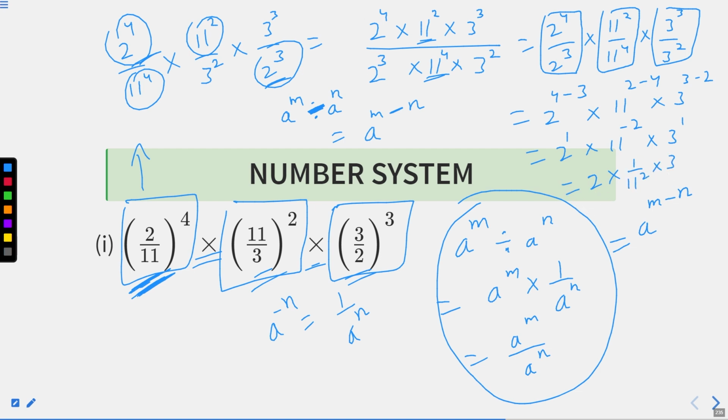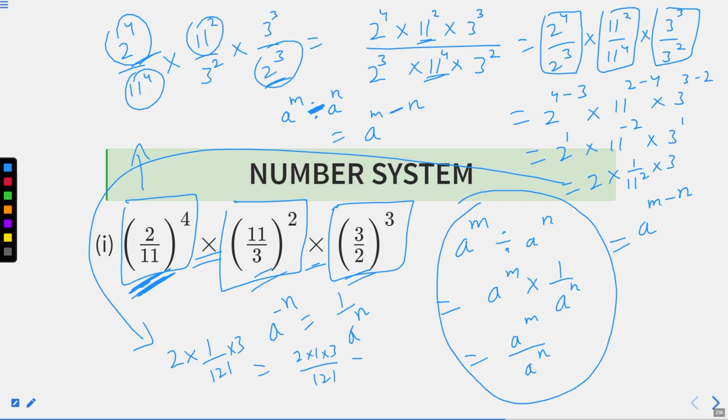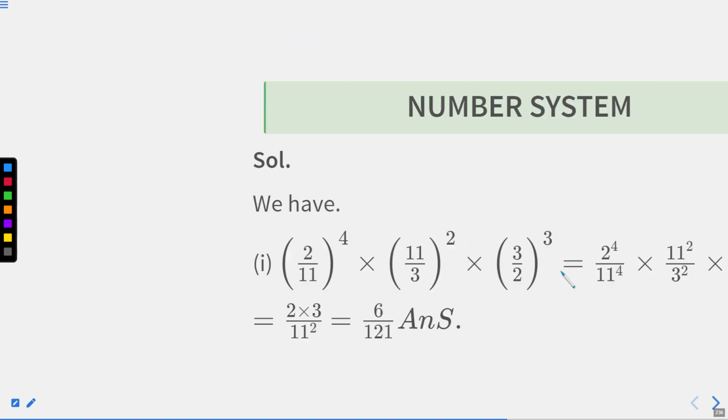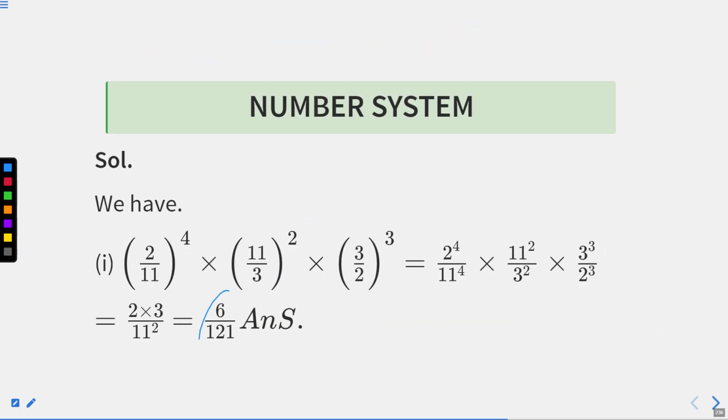So let me rewrite here 2 times 1 upon 1 to 1 times 3, which is further equals to 2 times 1 times 3 by 1 to 1, which is further equals to 6 times 1 to 1. Okay, I hope this is clear for you. Okay, let's move to next. So the answer is 6 by 1 to 1.